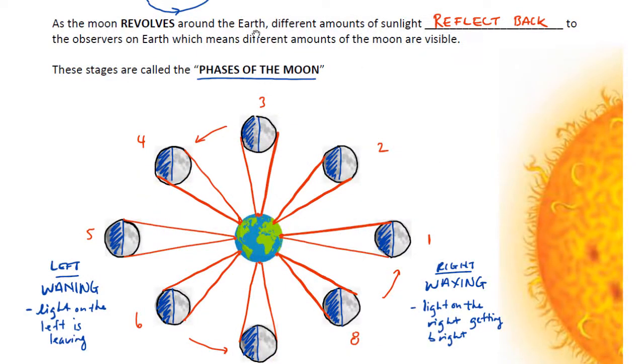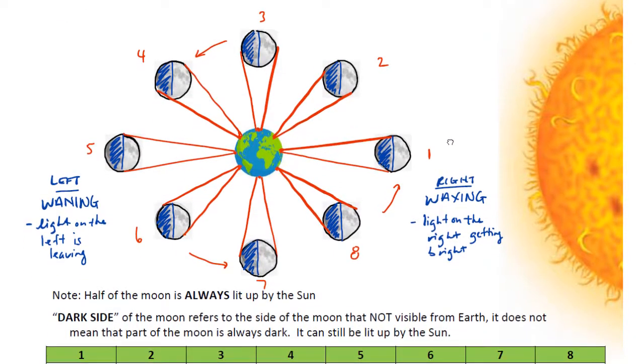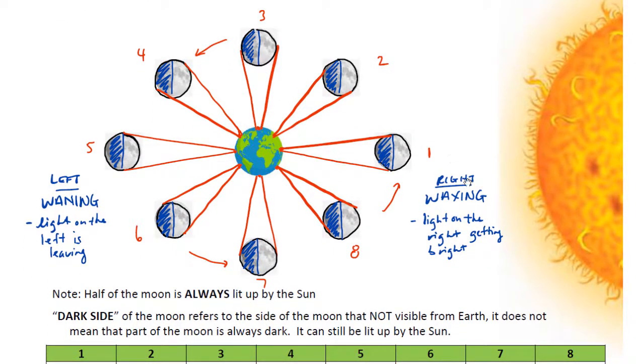As the moon revolves around the Earth, there are different amounts of sunlight that seem to reflect back to us, and anyone who's on Earth will see different amounts of the moon visible. Those stages are called the phases of the moon, but it really just depends on your perspective on Earth. So for example, let's say you're standing here looking at the moon right as it is here with the sun behind it. You can see in each of these pictures that the moon is always half lit up by the sun, and it always has this part in shade and the part that's lit up.